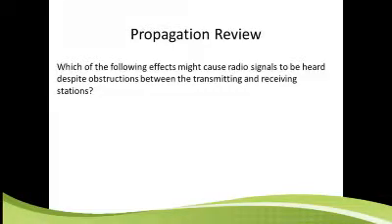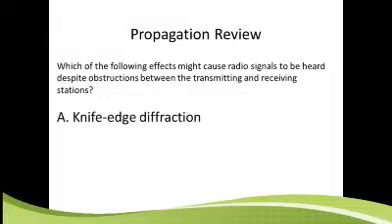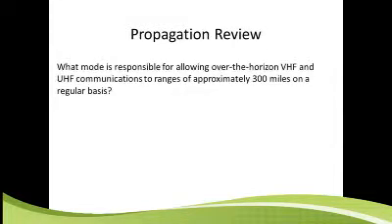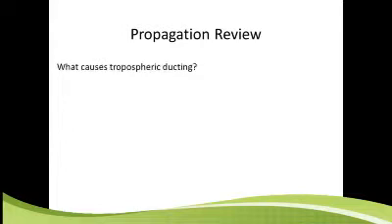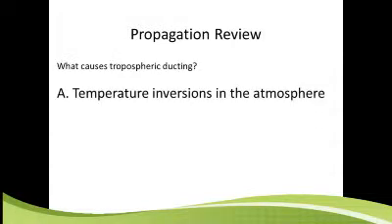Which of the following effects might cause radio signals to be heard despite obstructions between the transmitting and receiving stations? Knife edge diffraction, that's right. Think of the mountain that was shown in the picture, very sharp. What mode is responsible for allowing over-the-horizon UHF, VHF communication to ranges of approximately 300 miles on a regular basis? Their answer is tropospheric scatter, which is part of what ducting is involved with. What caused tropospheric ducting? Temperature inversions.